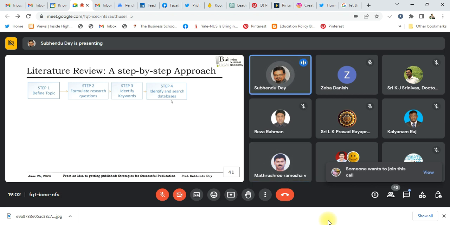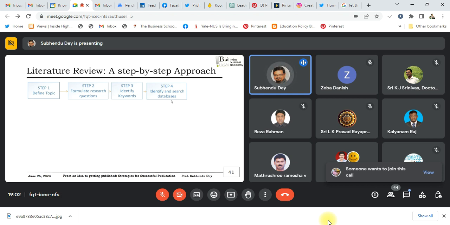Okay, the sources are the databases that I spoke about. Let's say ProQuest is one database. You can have Emerald Insight, you can have EBSCOhost, you can have JSTOR, and Google Scholar is available for everybody. Thank you, sir.